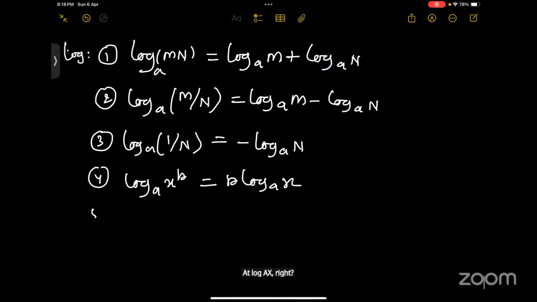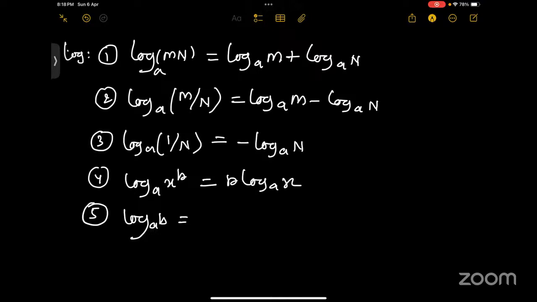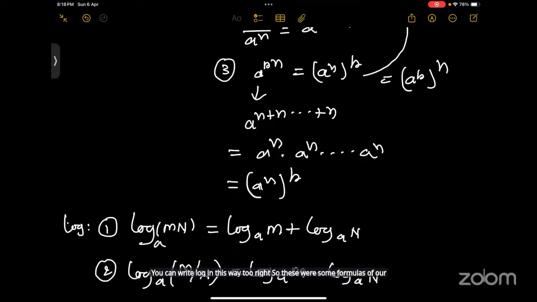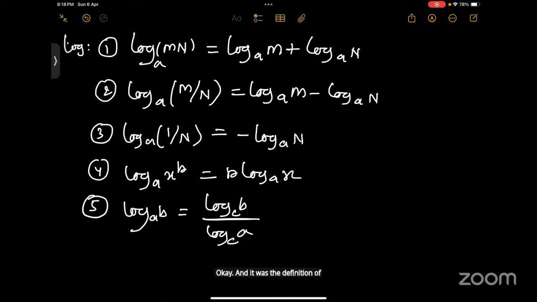Then we have a change of base formula. What was the change of base formula? We can write it as log c base b by log c base a, right? We can write log in this way, right? So these were some formulas of logarithmic functions and exponential functions, and it was the definition of logarithmic function and exponential function.